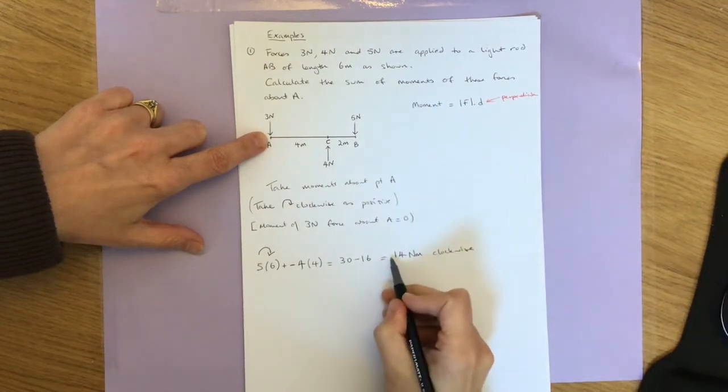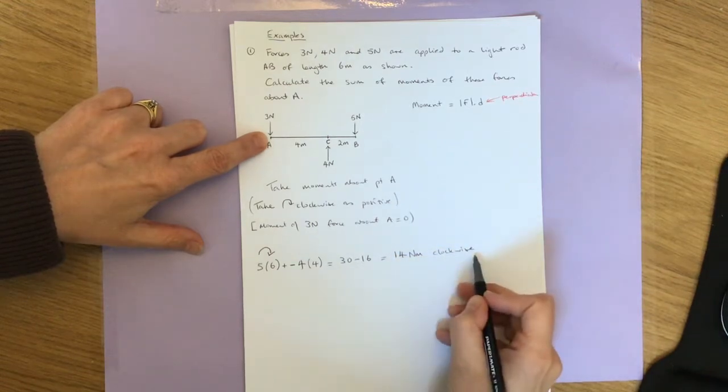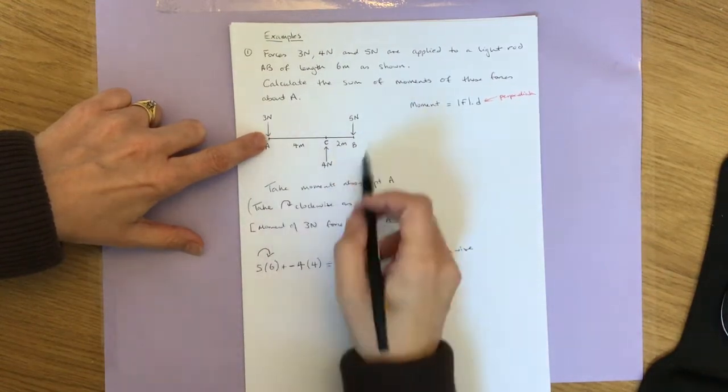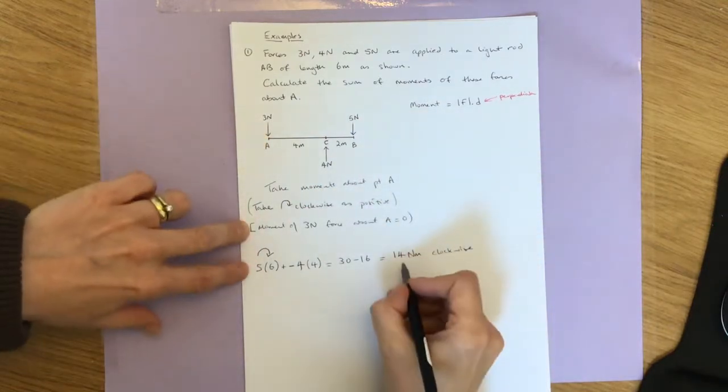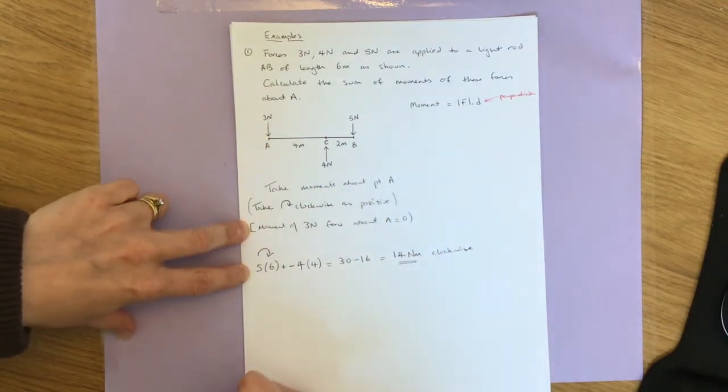Okay, and if I got a negative answer here, if it was minus 14, I'd get 14 newton meters anti-clockwise. So that's what's happening here. That's the overall effect that's going to happen for this question. Okay, so that's our first one done.